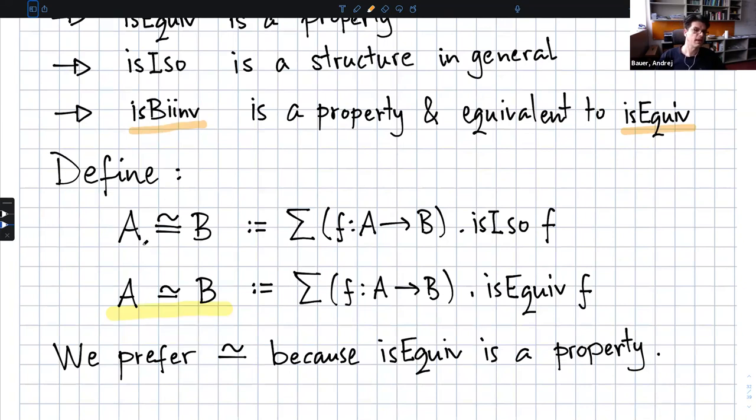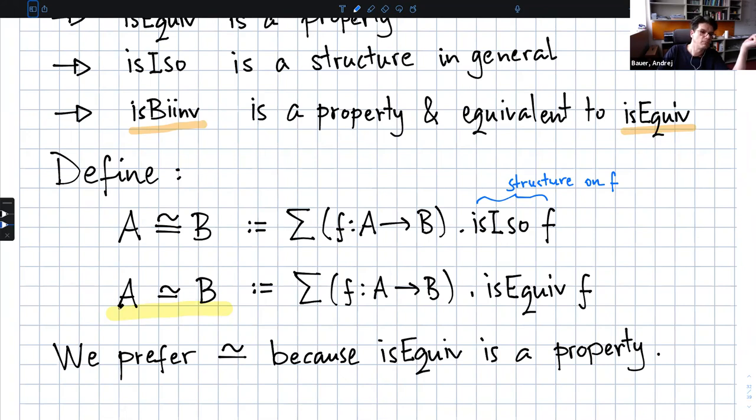So we will write this when A and B are isomorphic. And very importantly, this is in general a structure. So this one, remember, this is a structure. And of course, being isomorphic is a structure, because there can be many isomorphisms from A to B. There can be many Fs.